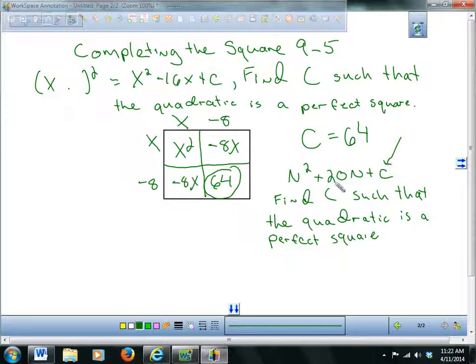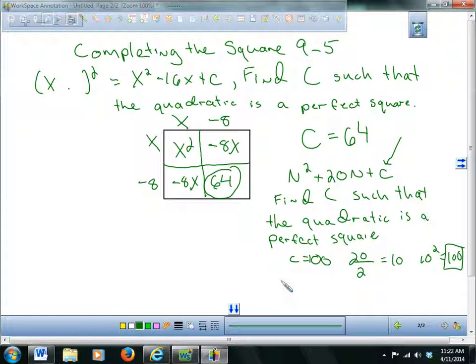So all you have to do is take half of that. What's half of 20? 10. What's 10 squared? 100. That's C. Okay, that's it. So the perfect square, C equals 100. So what you do is you take 20 divided by 2, that's equal to 10, and 10 squared equals 100. Okay? And, whoops, not C equals 0, C equals 100.